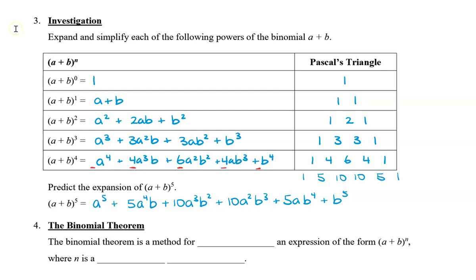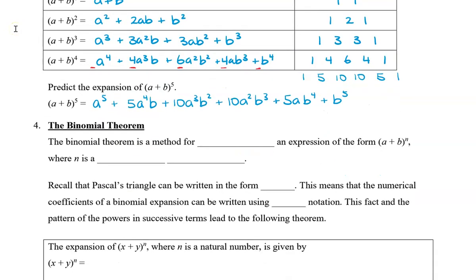This brings us to the binomial theorem. The binomial theorem is a method for expanding an expression of the form a plus b, all in brackets, to the power of n, where n is a natural number.